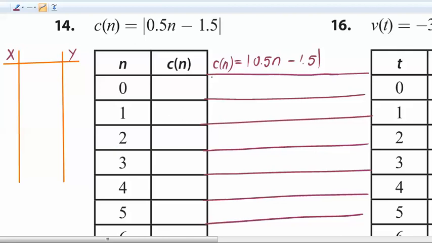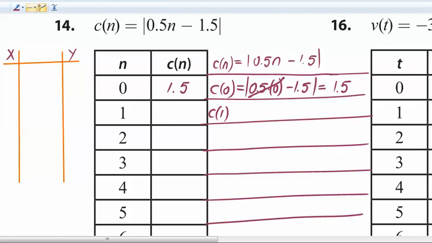Okay, C of 0 first, right? Wherever you have n, you're going to plug in 0. This will be 0.5 times 0 minus 1.5. Well, 0.5 times 0 is 0. You're left with the absolute value of negative 1.5, which is 1.5. And that will be your first one, 1.5. Okay? Next one, C of 1.